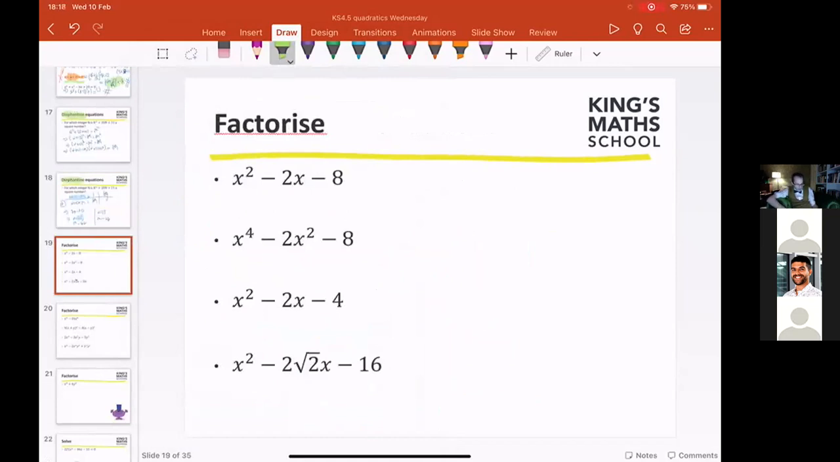You want to factorize those? They do all factorize. You might not think they do. So factorize fully. Nothing in the chat yet.